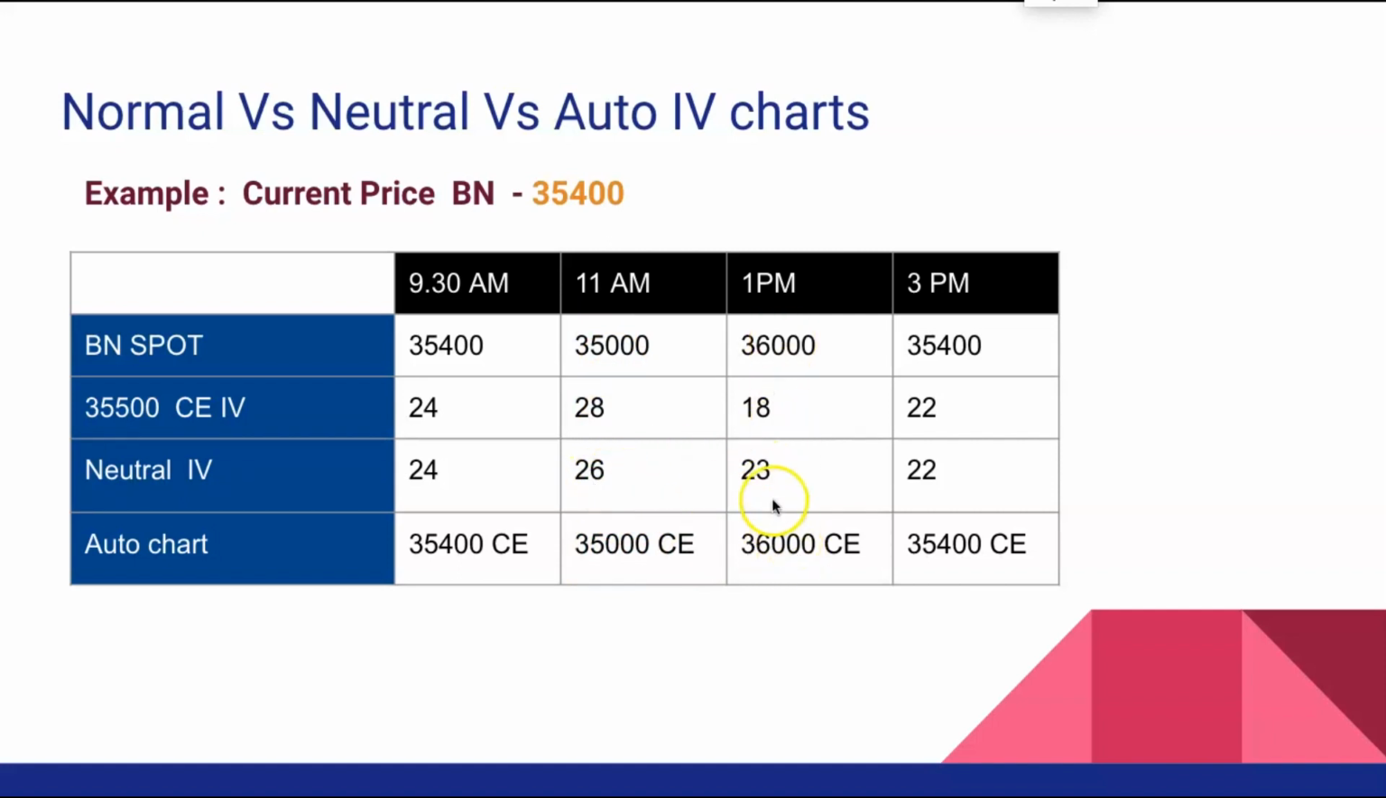Now when the 1000 point has increased, it takes 36,000 call options IV and plots it as 23 and finally 22 respectively. So now finally, if you look at the neutral IV chart throughout the day, you know what happened to the ATM call option or put option or straddle option. So that is the benefit of neutral IV compared to the normal IV.